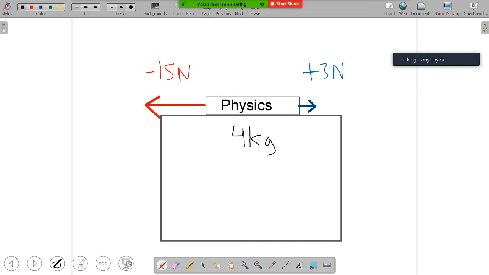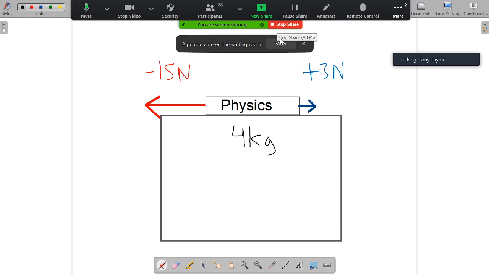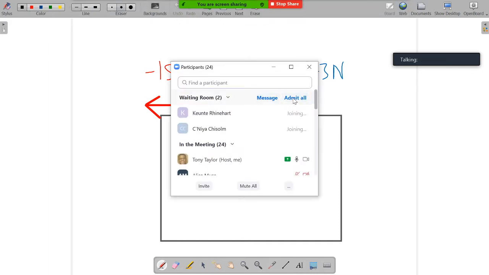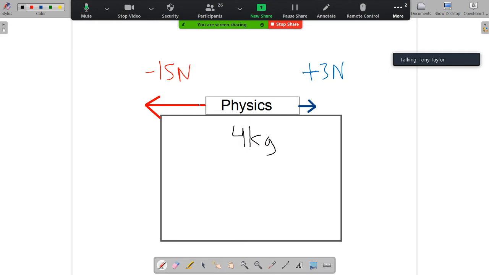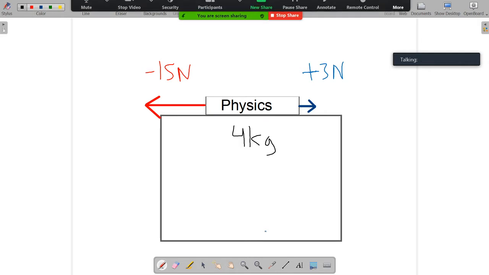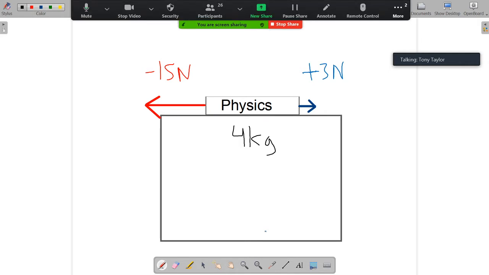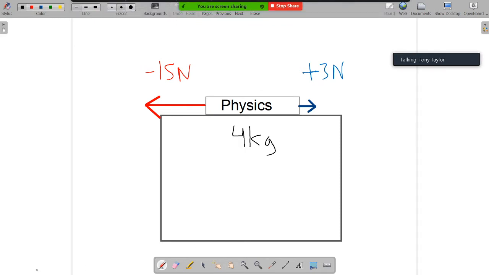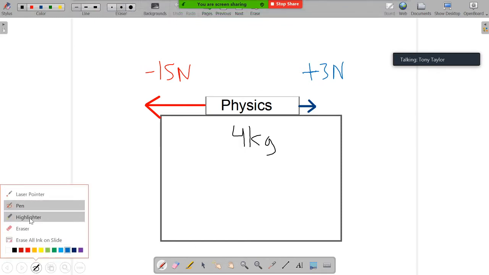Someone tell me, if this was the case, what's going to happen to the book? In what direction would the book accelerate? To the left or to the right? Left. To the left. It's going to accelerate to the left, and everybody should be able to see it's going to accelerate in the direction of the dominant force. But what if I wanted to know the magnitude of the acceleration of this book? Well, that's going to require us to look at Newton's second law.